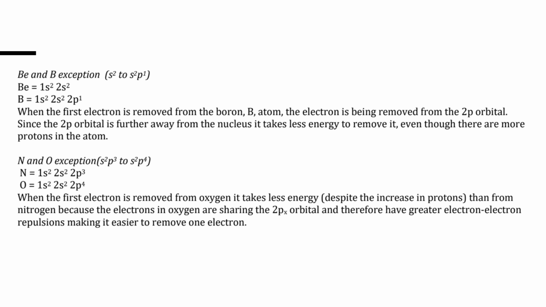Nitrogen and oxygen, this is an exception, like beryllium and boron. When the first electron is removed from oxygen, it takes less energy despite the increased number of protons because the electrons in oxygen are sharing the 2p orbital and therefore have greater electron-to-electron repulsions, making it easier to remove one electron.